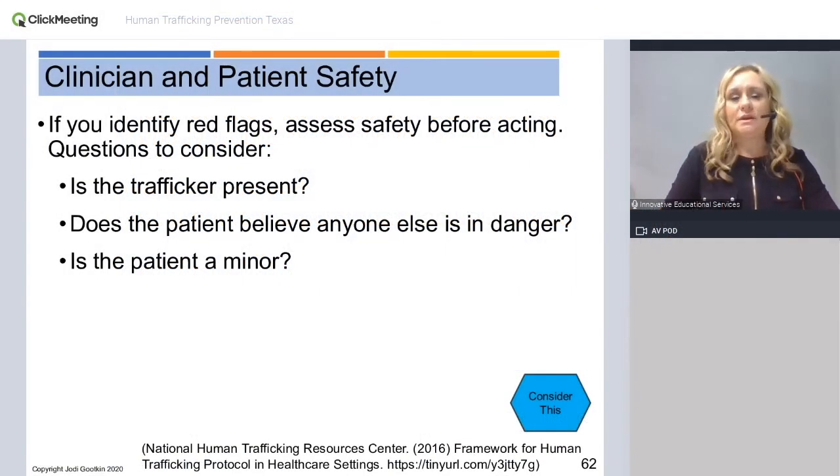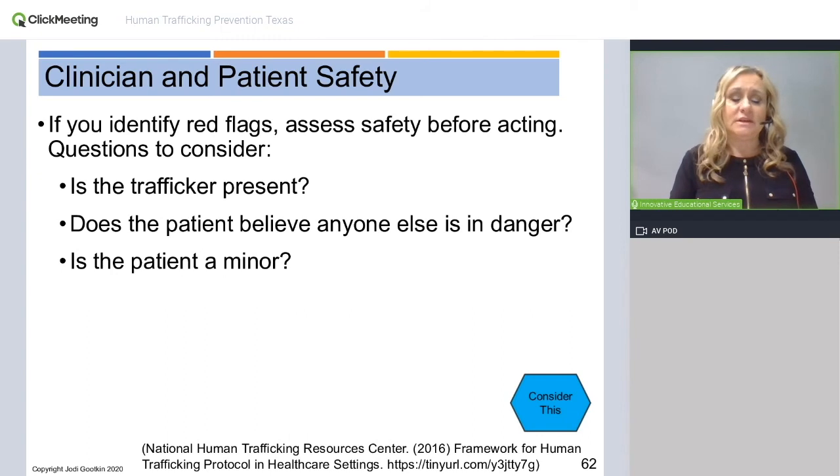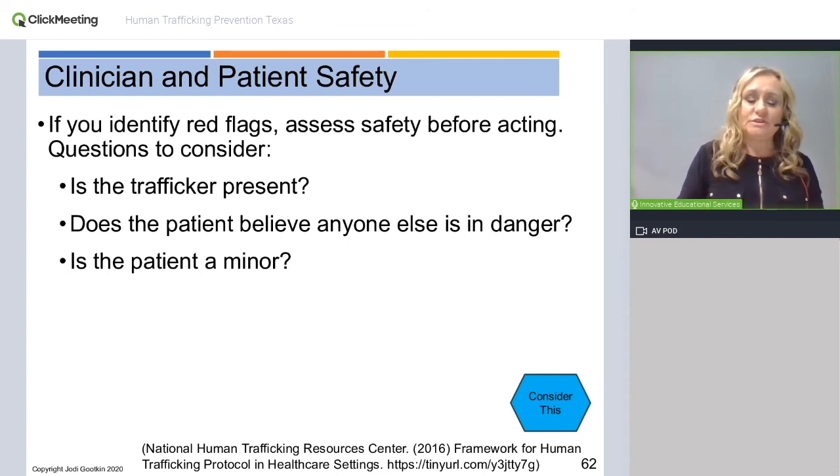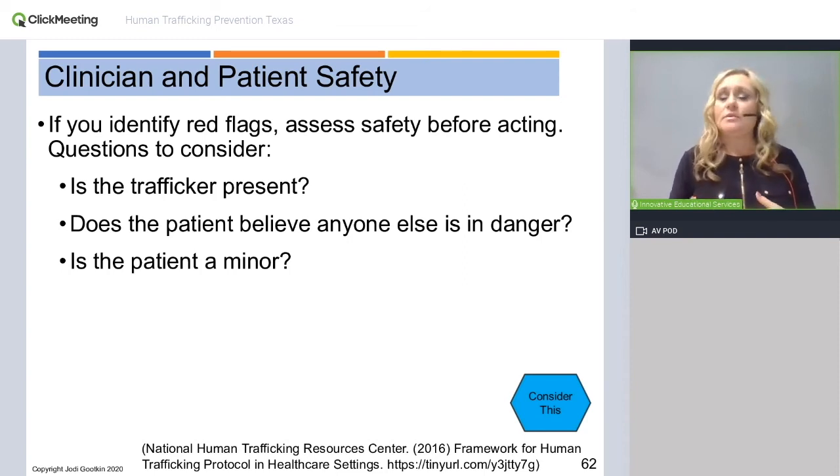If you do recognize several red flags and you're considering that it might be a potential case of human trafficking, number one, you need to consider your safety as well as that of those around you. You have to assess the level of danger and decide, is it appropriate for you to intervene in some way at that point in time? You don't want to endanger yourself because then you're not going to be able to assist the individual.